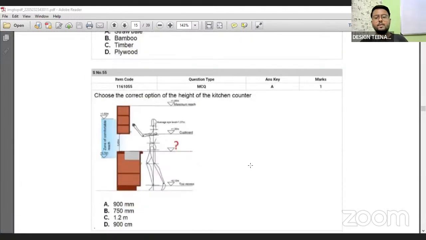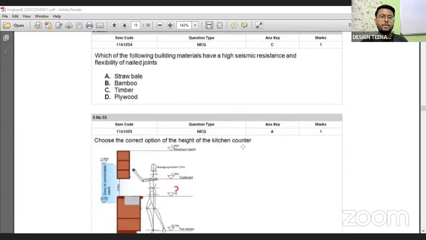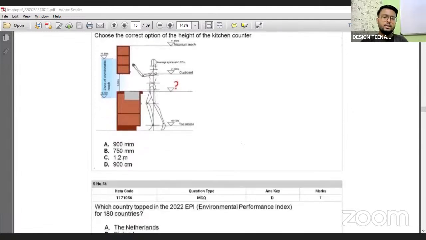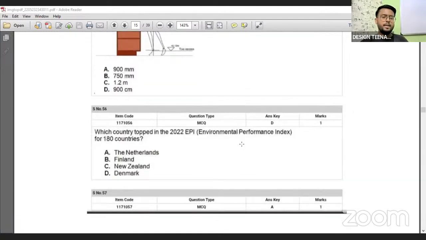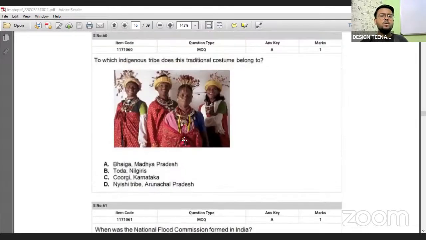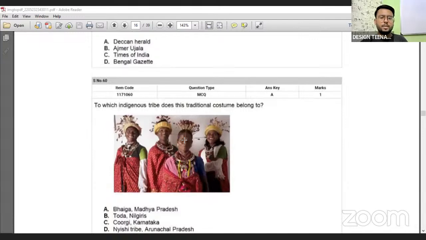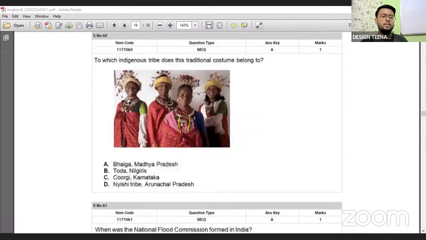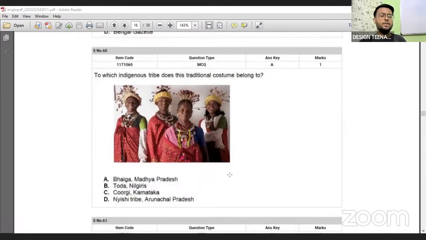See, these are again the basic questions from your basic knowledge of architecture, like architectural GK as a whole, what we can tell. Now under that, materials used in several things can be considered. So which country topped in the 2022 EPA? This is again a general knowledge question. So these sort of questions are what will come. And you need to figure out a few things, like for example, to which indigenous tribe does the traditional costume belong? Now, for example, over here, suddenly this has been given today. Tomorrow, some other tribe question. So we cannot always segregate. These are questions related to general knowledge.